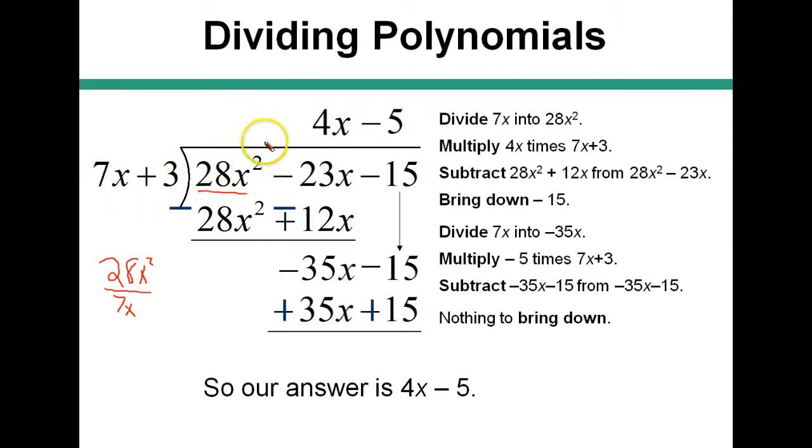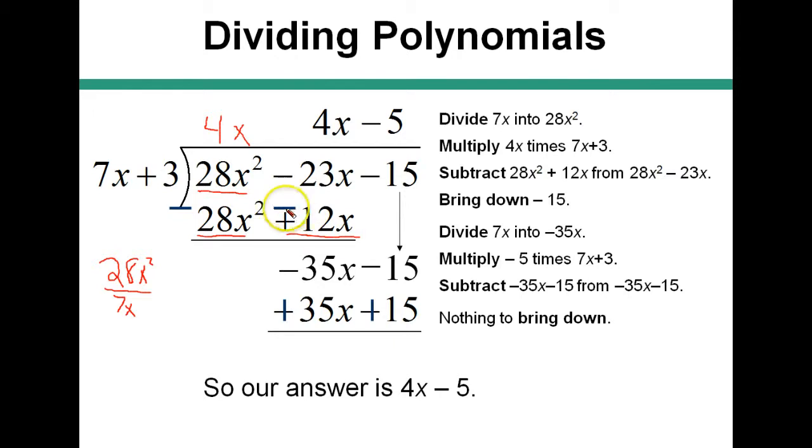Well, a little trick I like to show the students is take the 28x squared right there, and then you're going to divide it by this. So 7 goes into there 4 times, and then you have an x. So there is your first term. So now you're going to multiply. 7x times this gives you that. Then you go 3 times 4x, that gives you that.